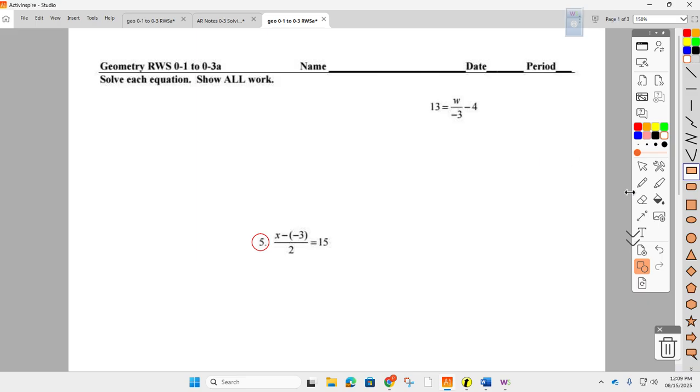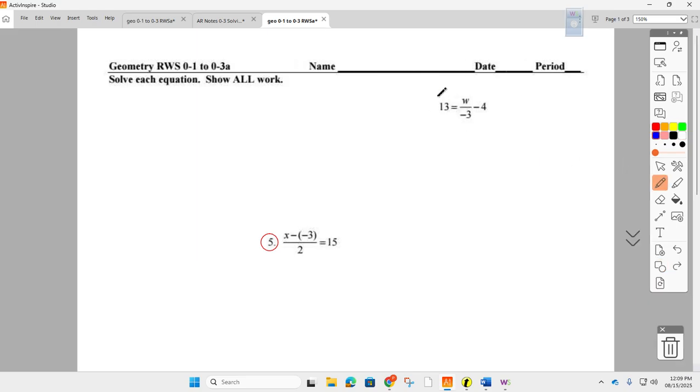So the denominator is -3. If I multiply everything by -3, I can get rid of that fraction. There's other ways to do that, but this is what we've been doing with fractions, so I'm thinking that's a good strategy. So -3 times 13 is -39 equals -3 times 1W, right?